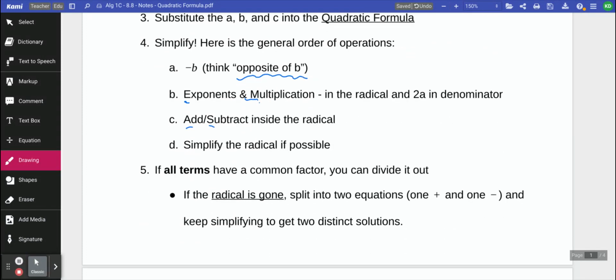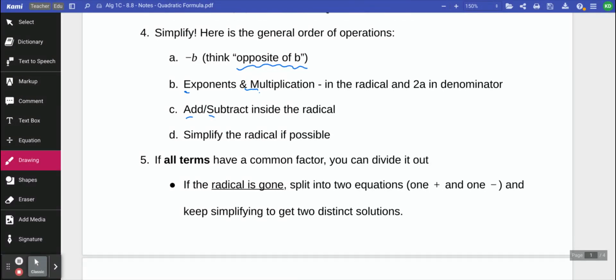If we have a common factor, then we can divide it out, okay? And sometimes if our radical disappears completely, that means we can get two distinct solutions. So that's where we're going to keep going until we actually get two numbers. I'll show you some examples where we do that.